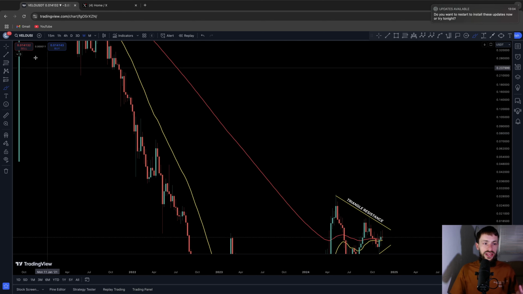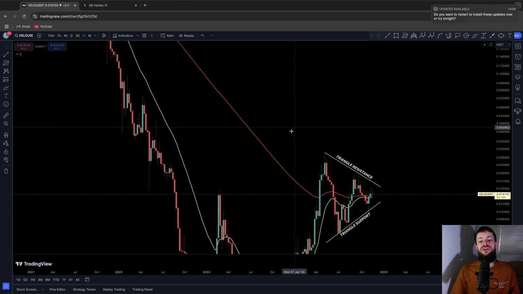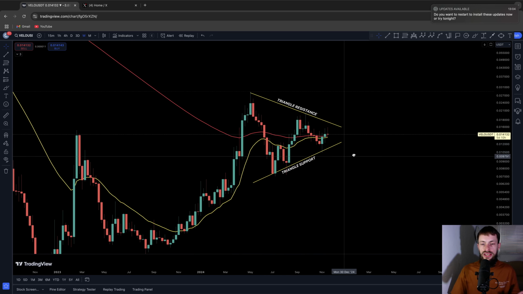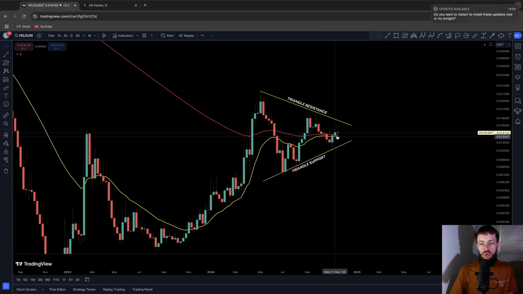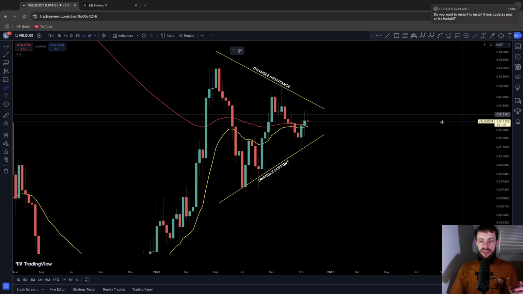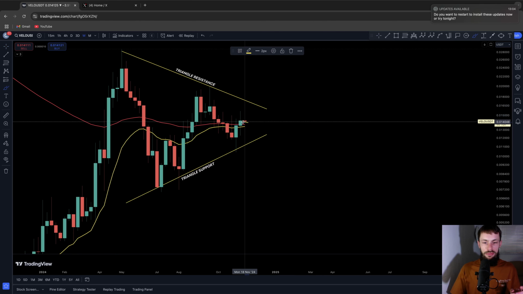The second one is, again, something we've been monitoring for a very long time, but it's the weekly 20 and 55 EMA bull cross that VELO is trying to form right now. And we are at the tightest it's been if we zoom into the weekly. The gap here is extremely tight. It's the tightest it's been.